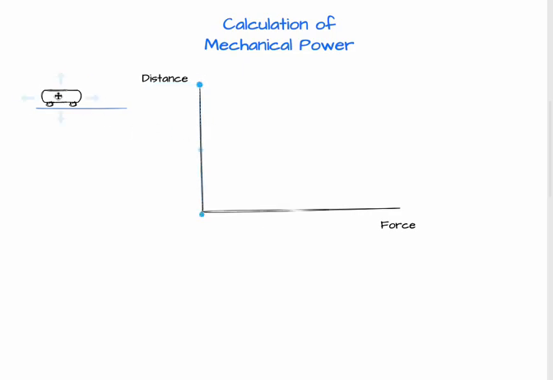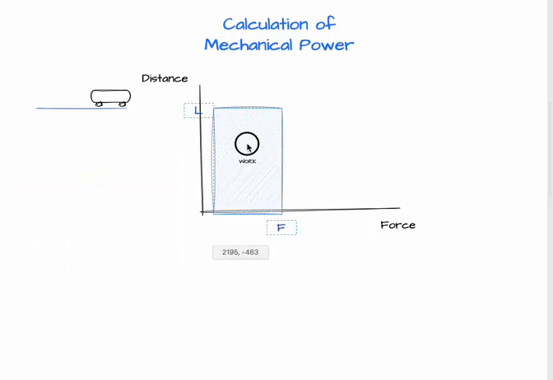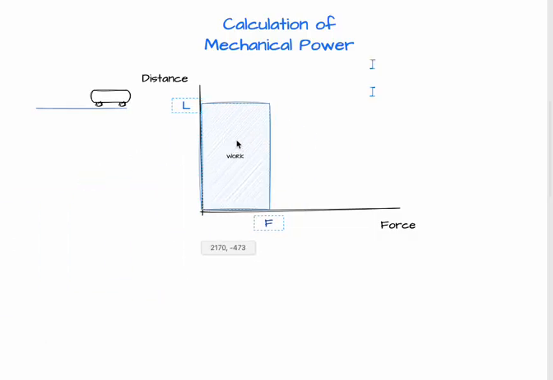So again, let's assume that we need to push this trolley for some distance, and assume that when we push it, we always apply the same force. So we apply some force, and the trolley goes from 0 to some distance L. And as we remember, if we multiply F and L, we get work.